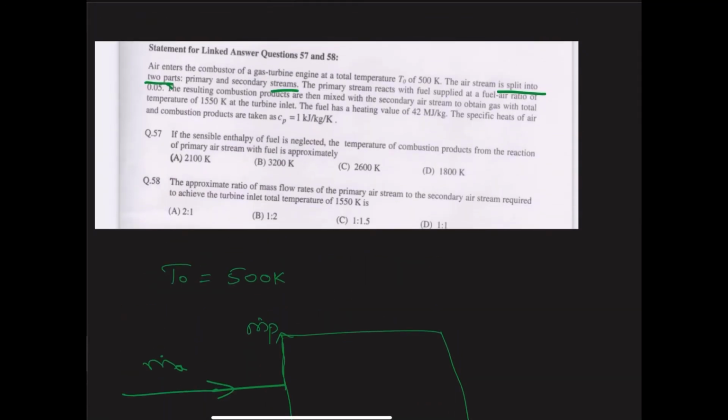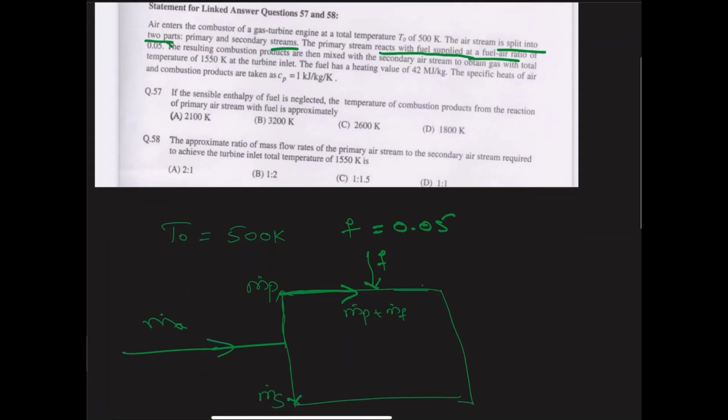Primary and secondary streams. The primary stream reacts with the fuel supplied at a fuel flow ratio of 0.05. So here there is a fuel supply and the primary stream reacts with the fuel supply here. The resulting combustion products, so that is mass flow rate of primary air plus mass flow rate of fuel, are then mixed with the secondary airstream. So secondary airstream is here. So they both get mixed and the resultant will be mass flow rate of primary air, secondary air plus fuel.